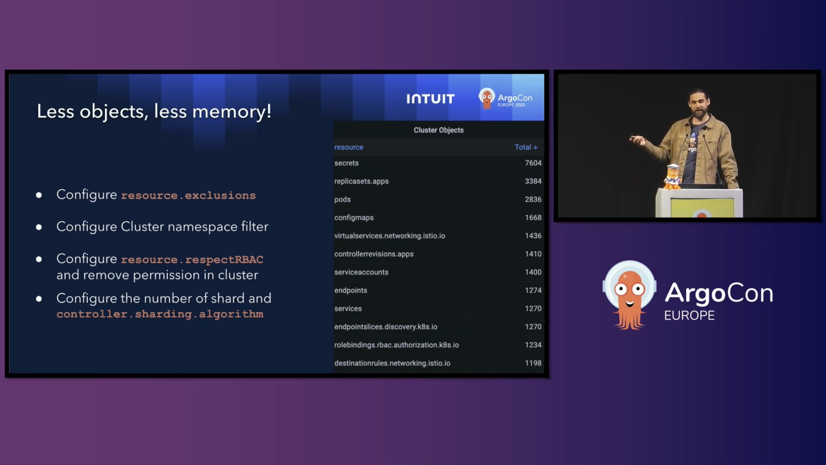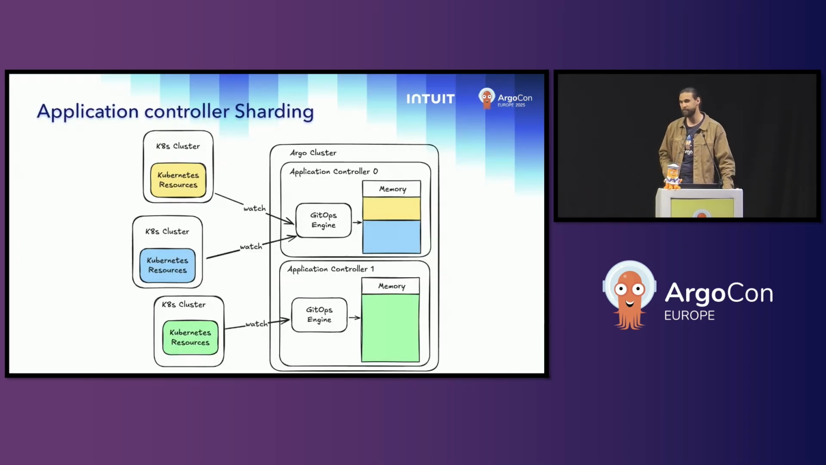And realistically, if we configure all that, how much memory do we have now? Maybe we have 80 gigabytes. That's still a lot. So our last resort at this point is sharding. How does sharding work? It's simple. You split the application controller in 2 shards, and either with round robin or a uniform distribution, your clusters are going to get assigned to a specific shard.